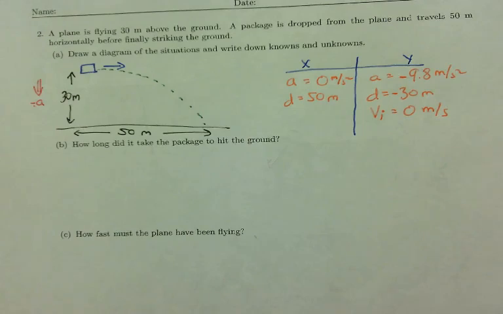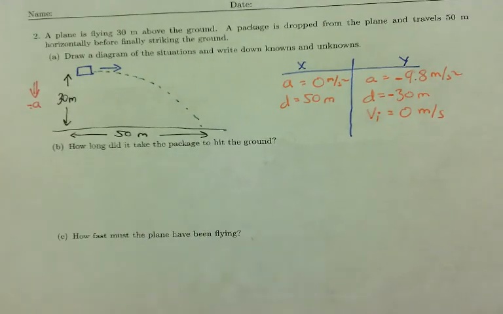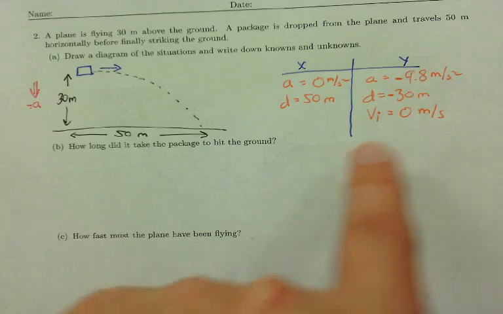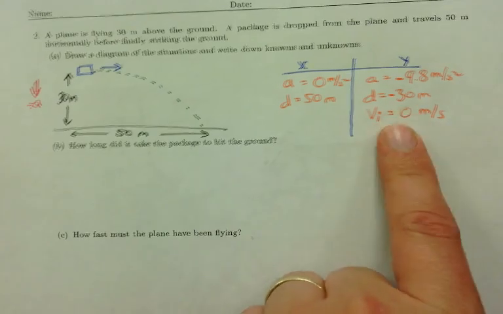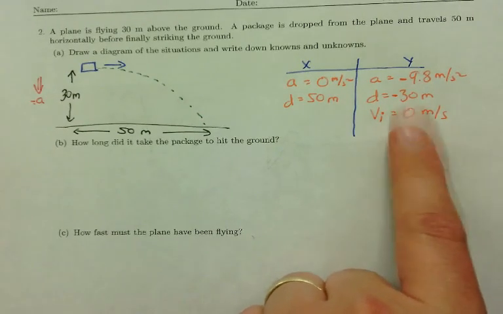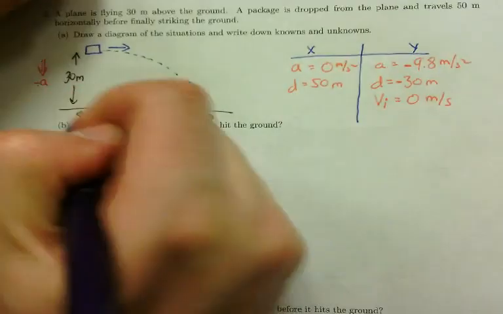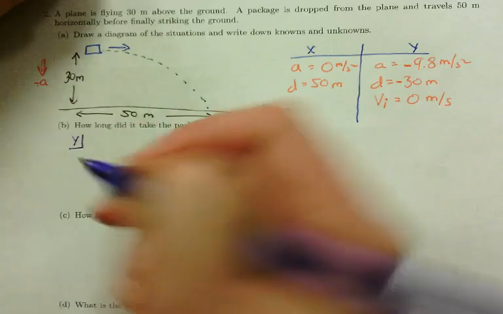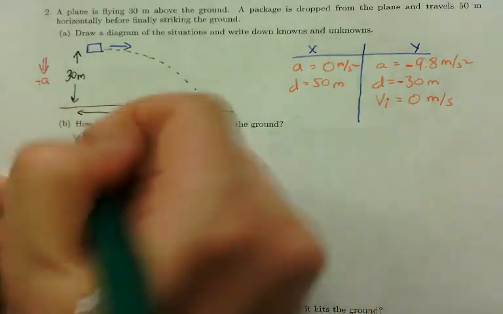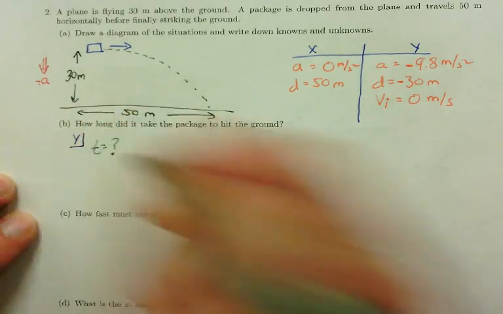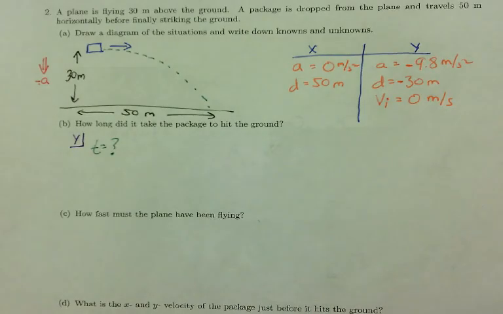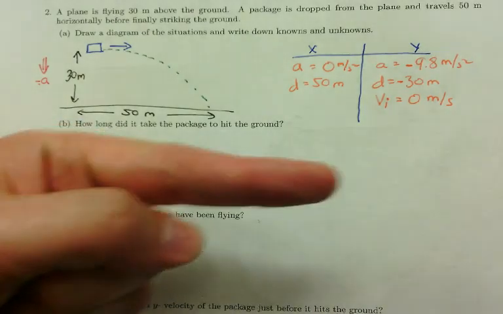So what that means is I can decide whether I want to approach this as an x problem or a y problem. But if you look at the knowns and unknowns that I'm giving, you should see that it's going to be easier to approach this if I treat it as a y problem, because I know more y numbers. So here I would say we're going to treat this as a y problem. How long did it take to hit the ground? Find t.